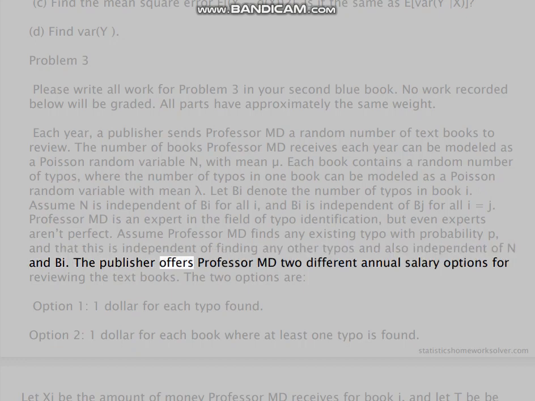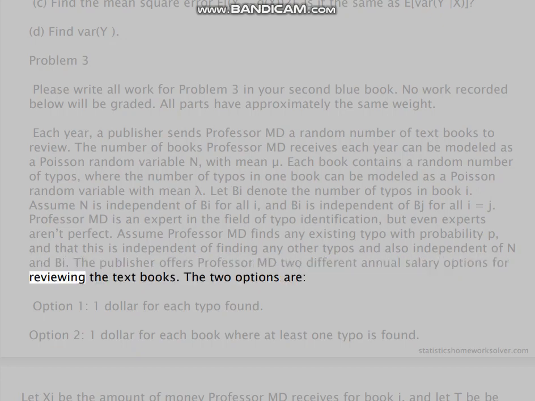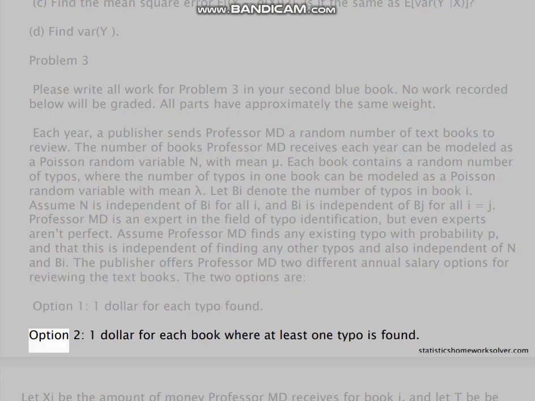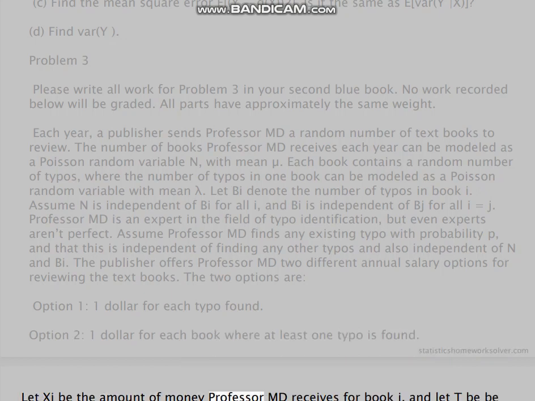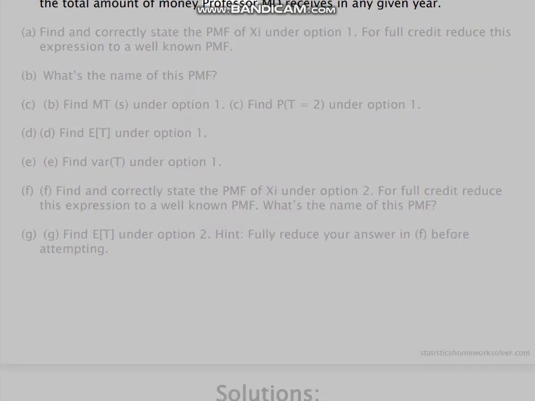The publisher offers Professor MD 2 different annual salary options for reviewing the textbooks. The two options are: Option 1, $1 for each typo found. Option 2, $1 for each book where at least one typo is found. Let S_i be the amount of money Professor MD receives for book i, and let T be the total amount of money Professor MD receives in any given year.